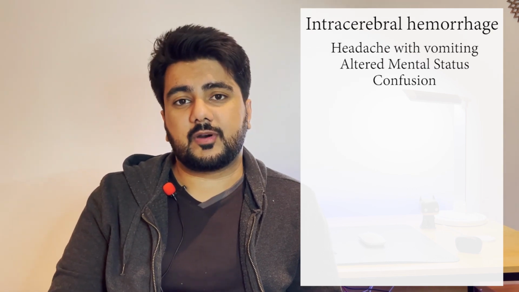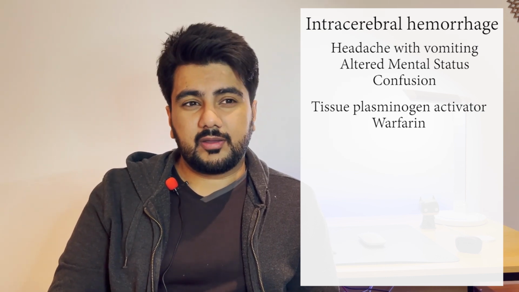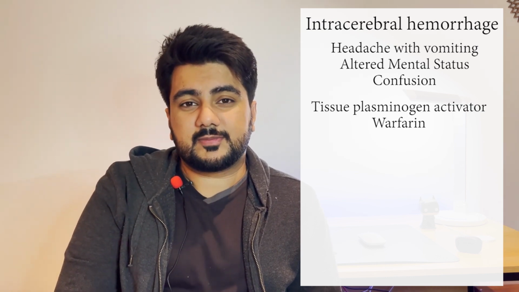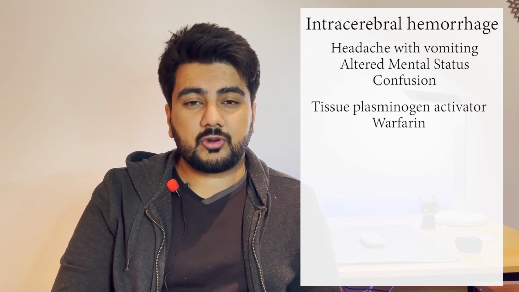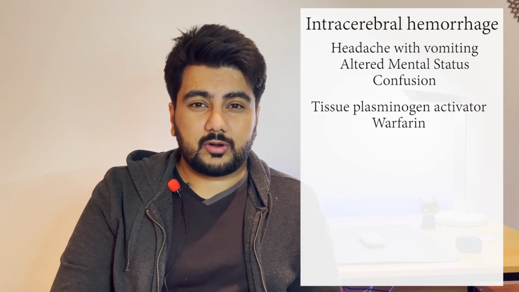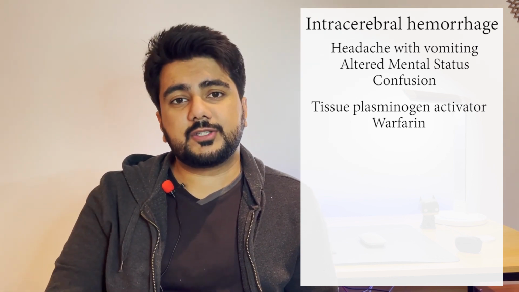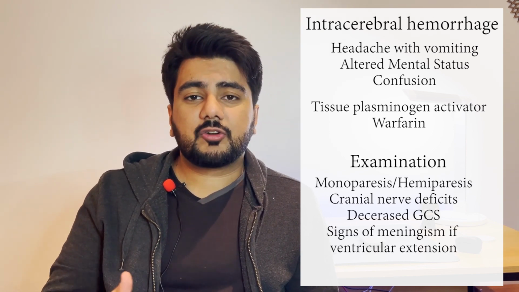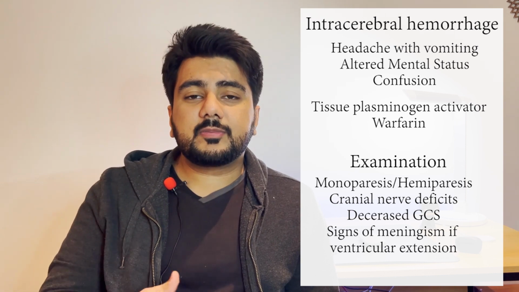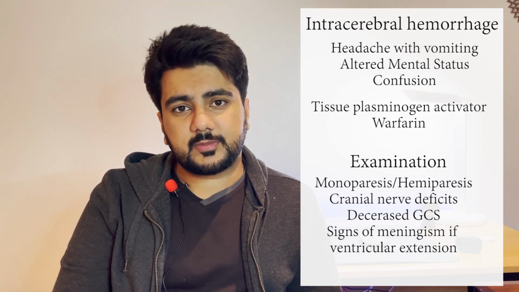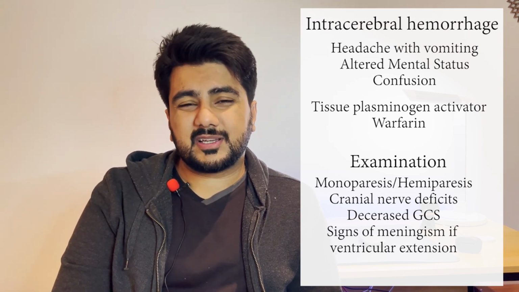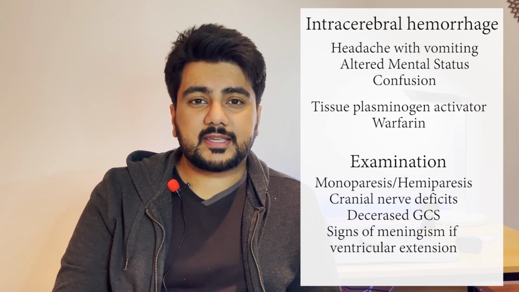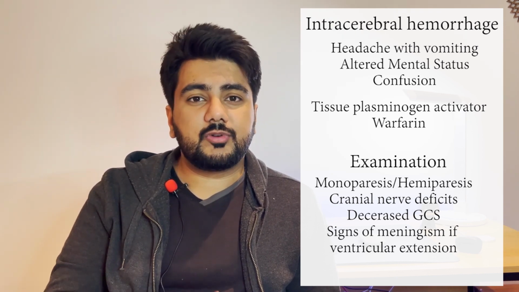The history is going to be that of a headache and repeated episodes of vomiting. The risk factors in a history that you have to ask about are whether the patient was receiving any tissue plasminogen activator for an ischemic stroke, or whether the person was on warfarin or not. When you examine the patient, you will definitely find some degree of monoparesis, hemiparesis, cranial neuropathies. If the blood has extended into the ventricular system of the brain, you are sure to find some signs of meningeal irritation, neck stiffness, nuchal rigidity, Brudzinski sign.